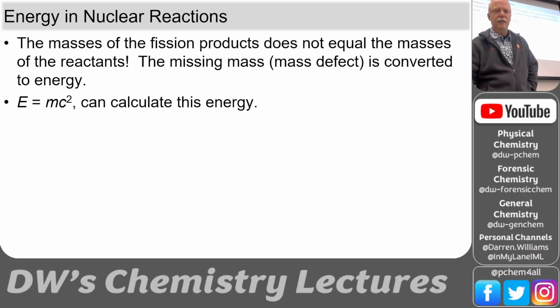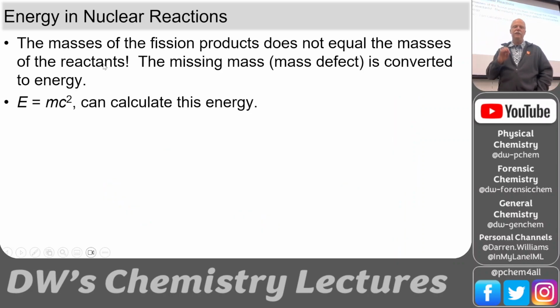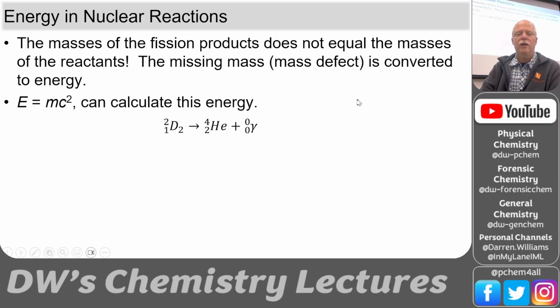So how much energy is present in this? Well, the masses of the fission products don't equal the masses of the reactants. And so this missing mass is called the mass defect. And that's where the Einstein equation E equals mc squared comes into play.